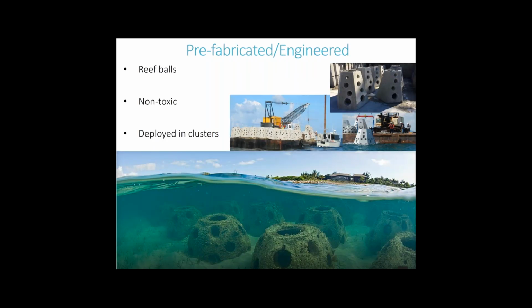What seems to be the preference nowadays are prefabricated or engineered artificial reefs. Again, here in my region, reef balls seem to be the most popular one. That's the picture on the bottom there. They're constructed of non-toxic materials, and they're often deployed in clusters with open holes that allow invertebrates to colonize the inside and the outside and offer refugia for small non-game fishes. So these seem to be the artificial reef of preference, at least in the Gulf of Mexico right now.